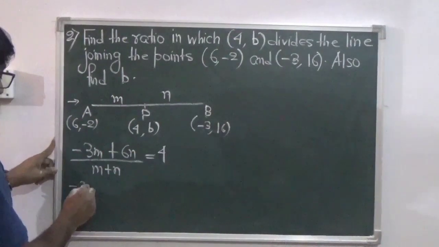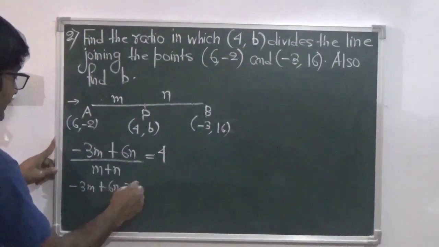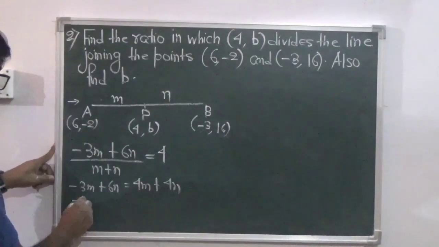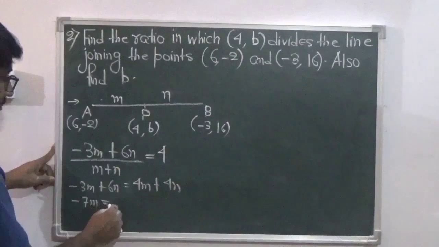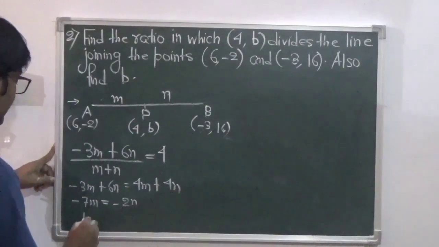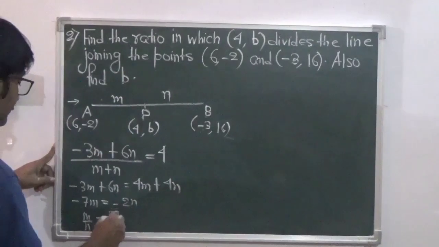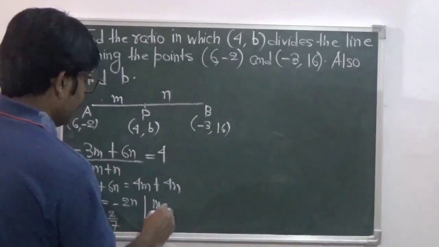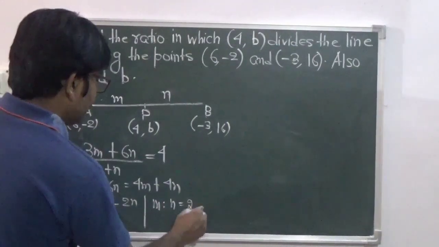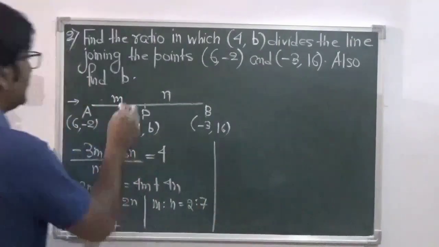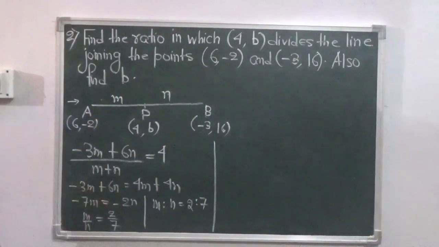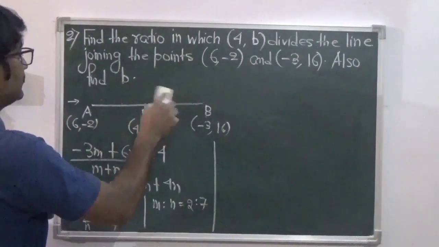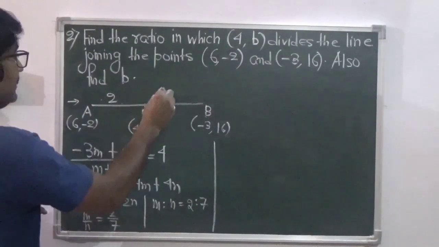So minus 3m plus 6n equals 4m plus 4n. If you bring 4m this side, we have minus 7m equals minus 2n. So m by n equals 2 by 7. So finally the ratio m is to n equals 2 is to 7. So here we can write m as 2 and n as 7.